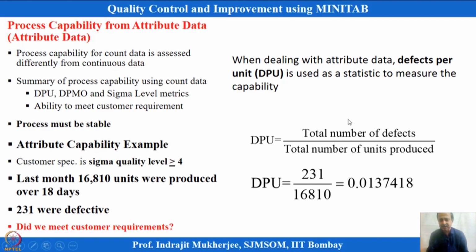So, how do we do that? We calculate defects per unit. So, 16,000 units and 231 defects, let us say. Defects per unit will be 231 by 16,810, that is around 0.0137. You can go up to 2 or 3 places of decimal. That is defects per unit, that is, how many defects per unit.